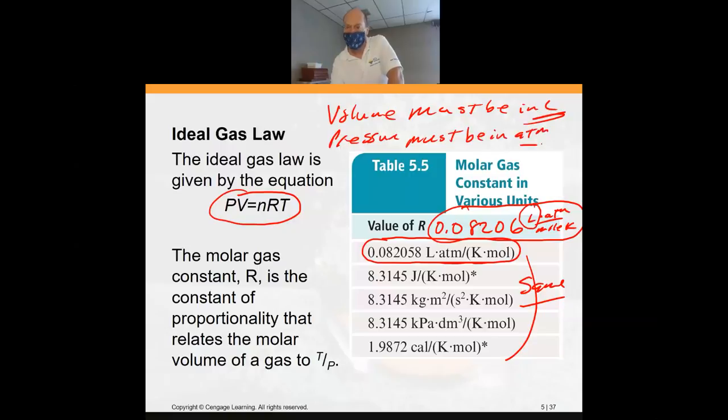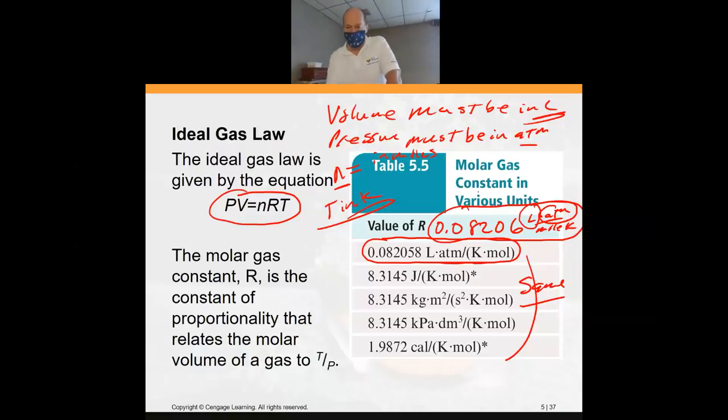Why does it have to be in atmospheres? Because that is what we are using for our constant R. All right, N is moles in all of these. One thing that these all have in common is the denominator. They all are mole Kelvin. So N is always in moles, and then your temperature in Kelvin. And that never changes in this chapter. Temperature always must be in Kelvin.